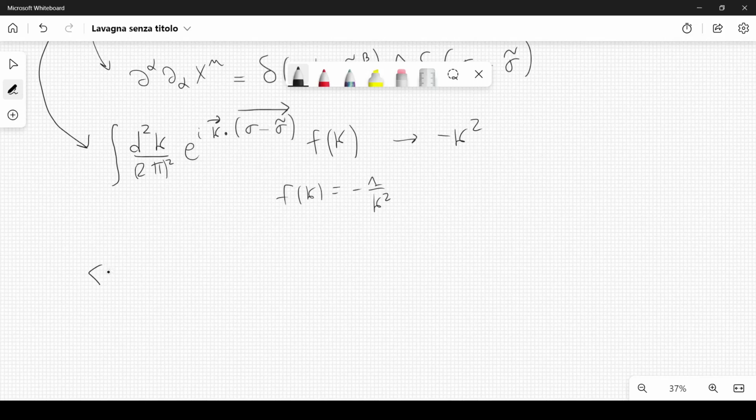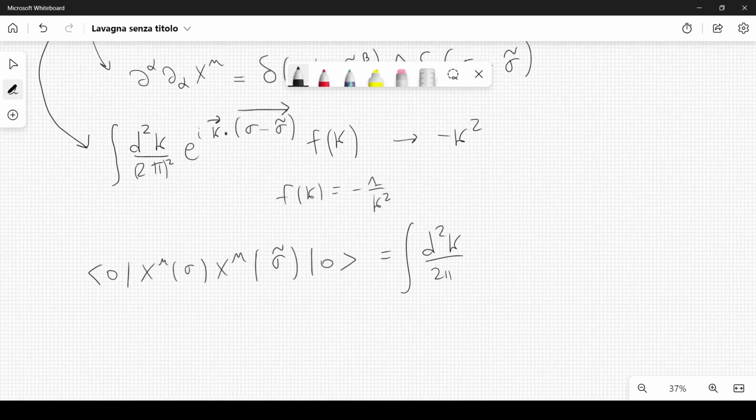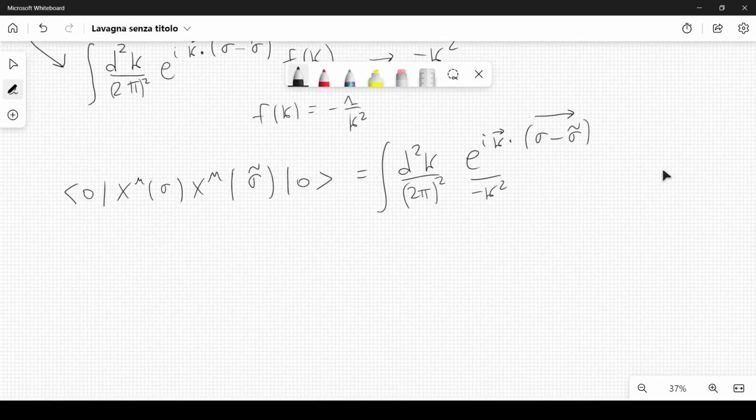So we can write the vacuum expectation like this: x mu of sigma, x mu of sigma tilde, and here we have 0, equal to the integral d squared k over 2 pi squared e to the i k dot product sigma minus sigma tilde vector, and then we divide by minus k squared. This is the propagator for a boson. The problem with this integral is that it does not converge.